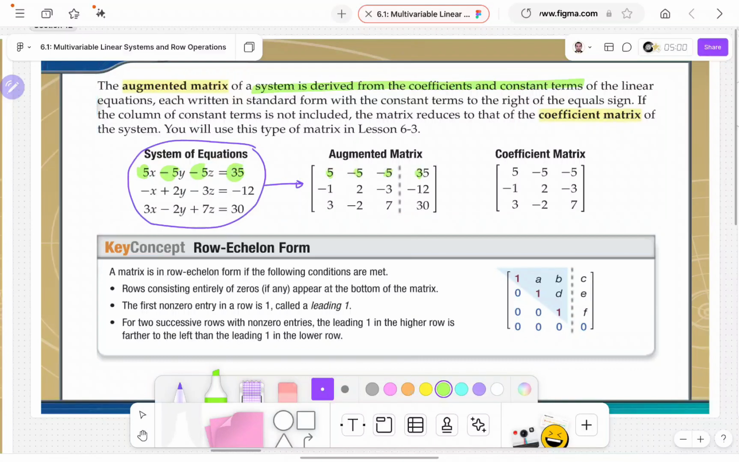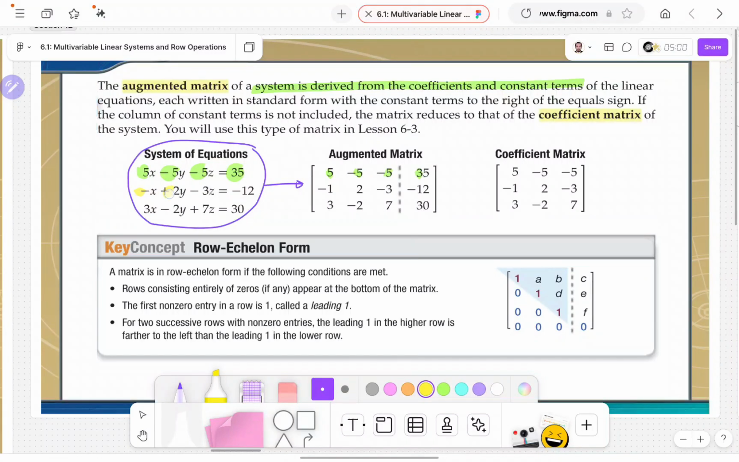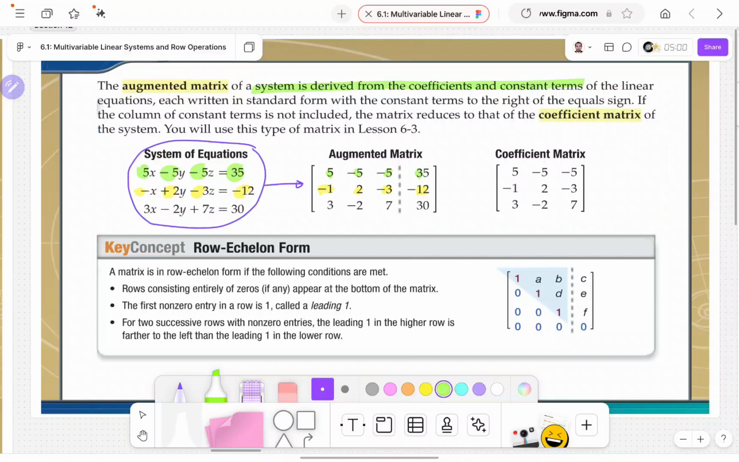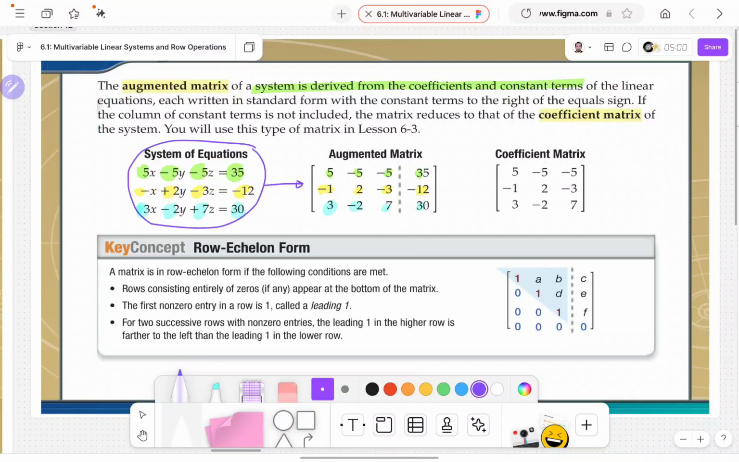The same thing now for the second one. First we took only negative 1. Then we take positive 2, negative 3, negative 12. So negative 1, 2, negative 3, negative 12. Same thing for the last one here, where we took 3, we took negative 2, we took 7, 30. So 3, negative 2, 7, and 30. So this is what we call the augmented matrix.